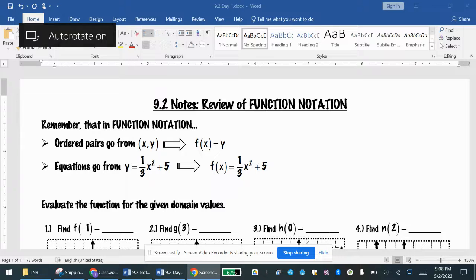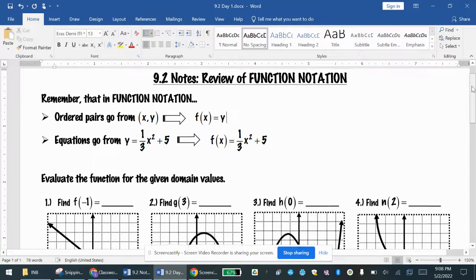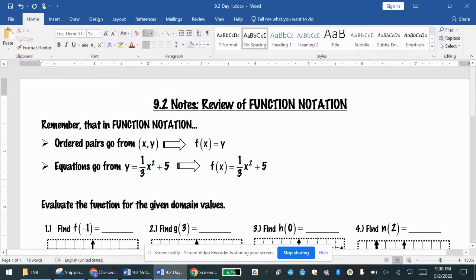There is something new, sí va a haber algo nuevo in the lesson, but most of it is review. La mayoría de lo que les voy a enseñar hoy, ya les enseñé. Okay, so things to remember about function notation. Cositas que necesitan acordarse de function notation.